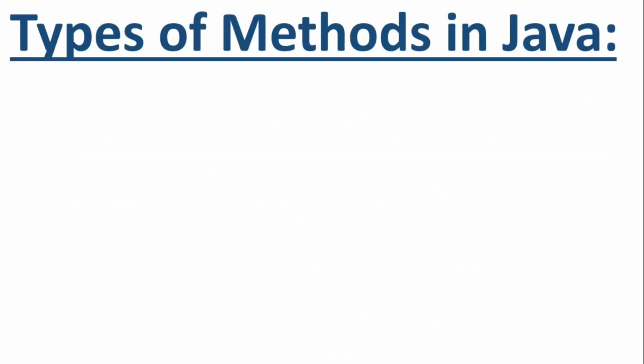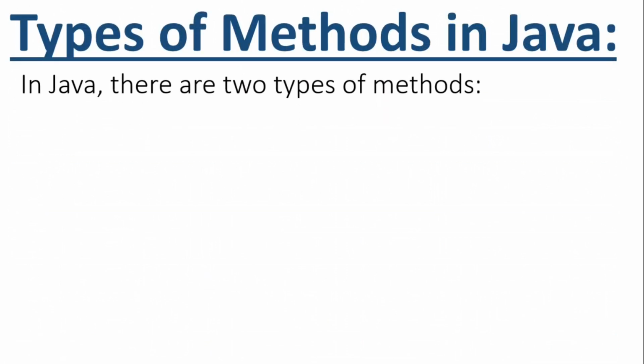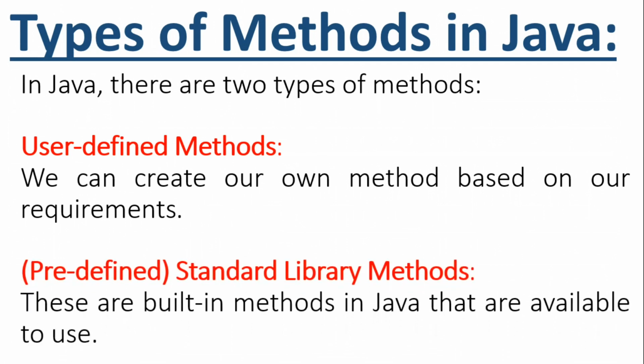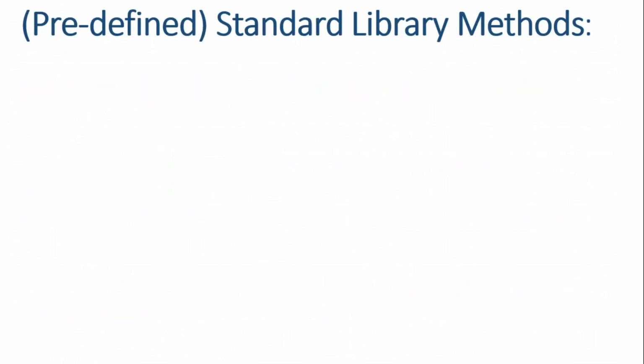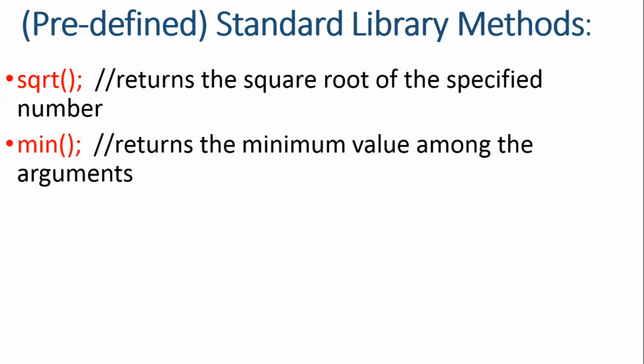Types of methods in Java. In Java, there are two types of methods. First is the user-defined method. We can create our own method based on our requirements. And the second one is predefined methods, which are already available in the standard library. These are built-in methods in Java that are available to use. These are some predefined standard library methods available with our JDK: square root, minimum, maximum, parent.